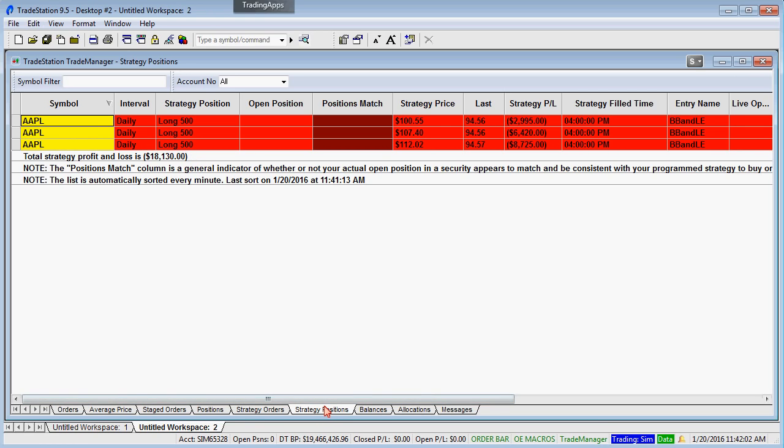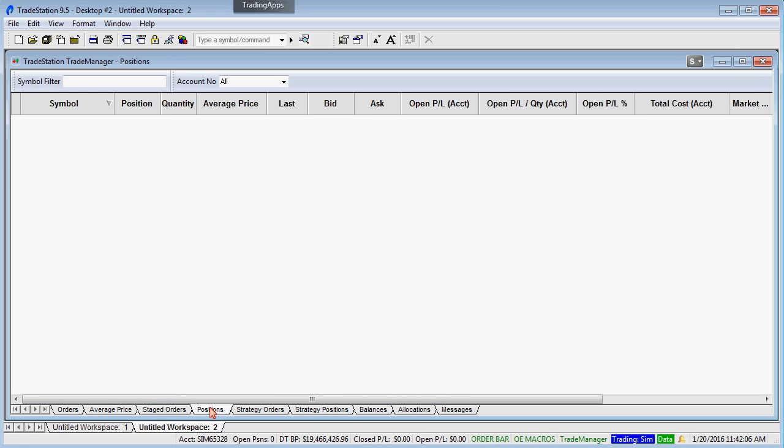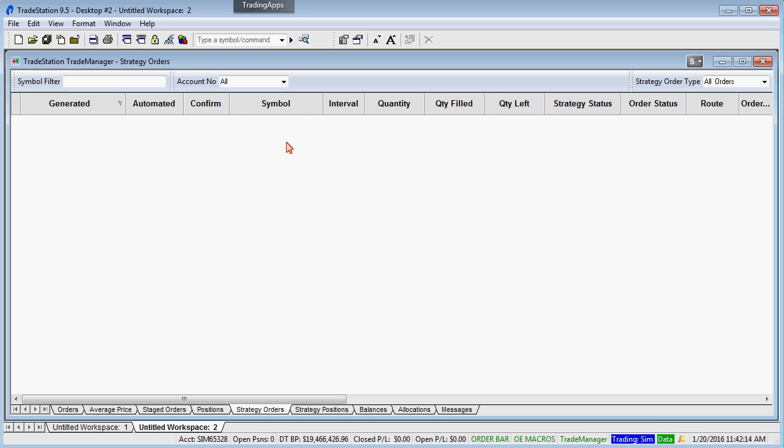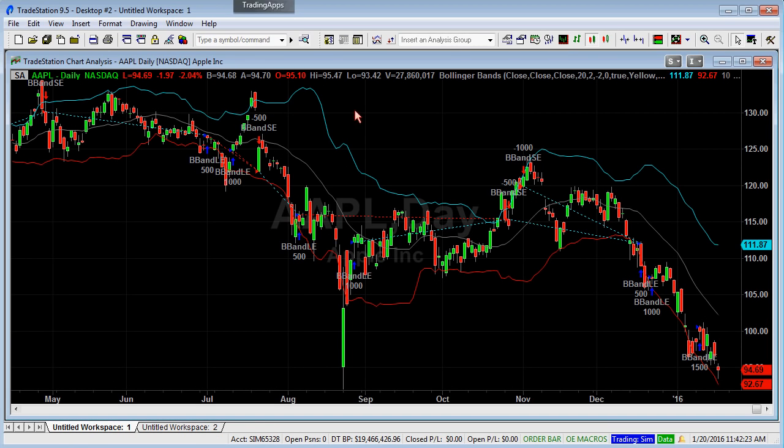And notice how these are strategy positions. These are different than your positions. If I go here to positions, it is blank because those positions are not real. But if I go here to my strategy orders, it is blank because I have no active orders. Let me show you how we can have an active order. We can have an active order by submitting some sort of a stop loss.